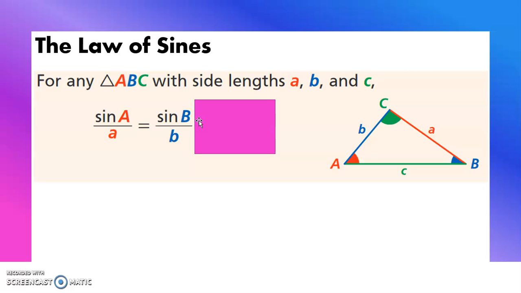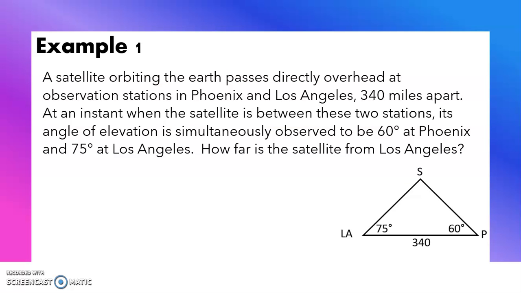Okay, so let's take a look at our first example. Example 1 says, a satellite orbiting the Earth passes directly overhead at observation stations in Phoenix and Los Angeles, which are 340 miles apart. At an instant when the satellite is between these two stations, its angle of elevation is simultaneously observed to be 60 degrees at Phoenix and 75 degrees at Los Angeles. How far is the satellite from Los Angeles?